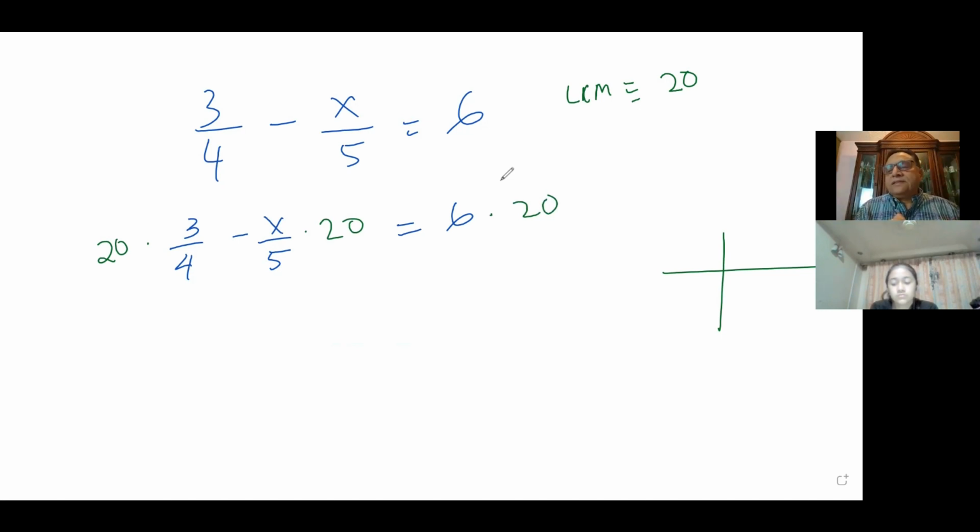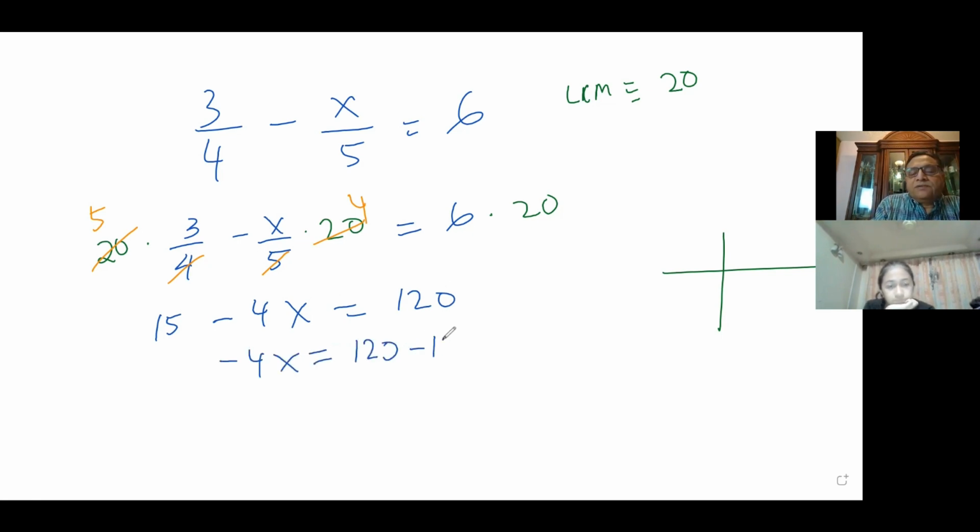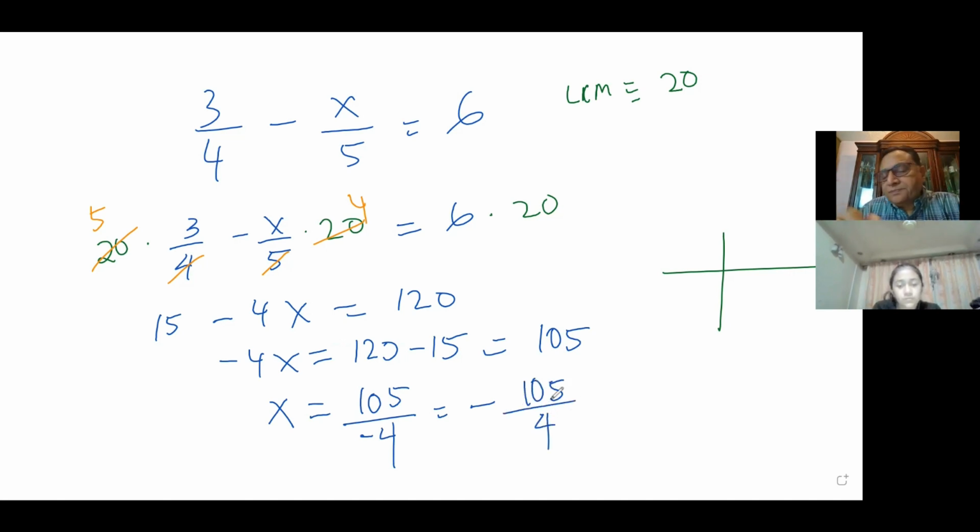All the terms on the left-hand side and right-hand side, since it is an equation, we do exactly the same operation on both the sides, okay? So the first one, 4 goes 5 times and 5 goes 4 times, correct? So we can simplify. So we get what? 5 times 3 is 15 minus 4x equals 2. 6 times 2, 12, which gives us 120, correct? So minus 4x equals to 120 minus 15, which is how much? 105. And therefore, x is equals to 105 divided by minus 4, which is minus 105 over 4. Is that okay? You could write that in mixed numbers or decimal, but we'll leave it at this stage here. So that is how you do it.